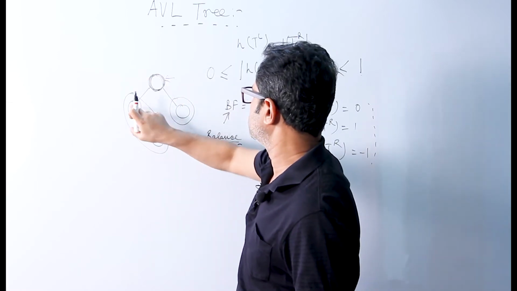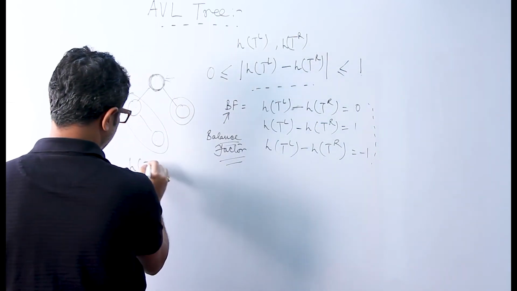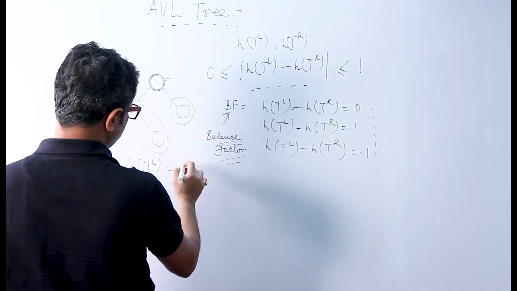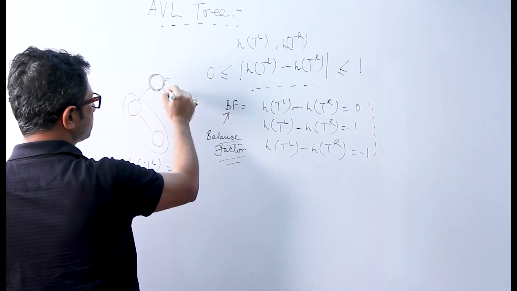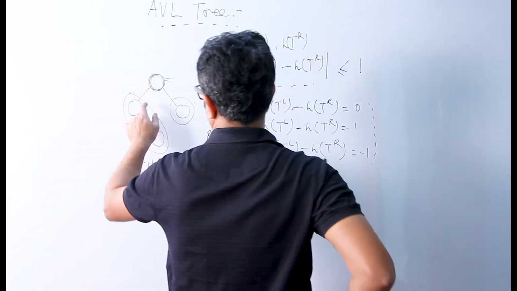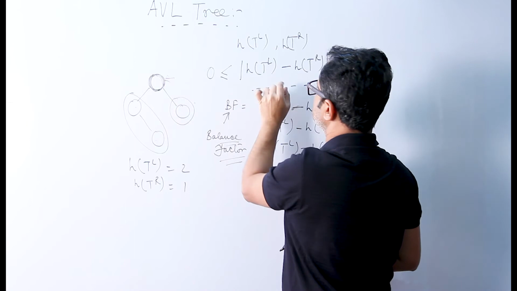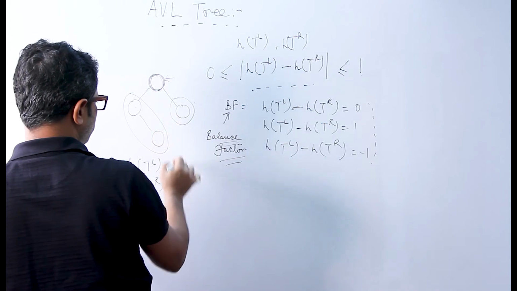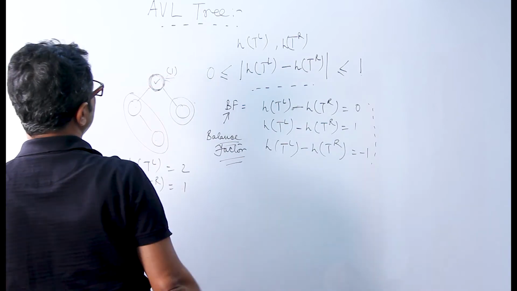The height of the left subtree is 1, 2. So HTL comes to be, sorry, 2. Then the height of the right subtree is only 1. So if we see the difference between HTL and HTR, HTL is 2, HTR is 1. So 2 minus 1 will give you a value of 1. So the balance factor of this root node becomes 1.